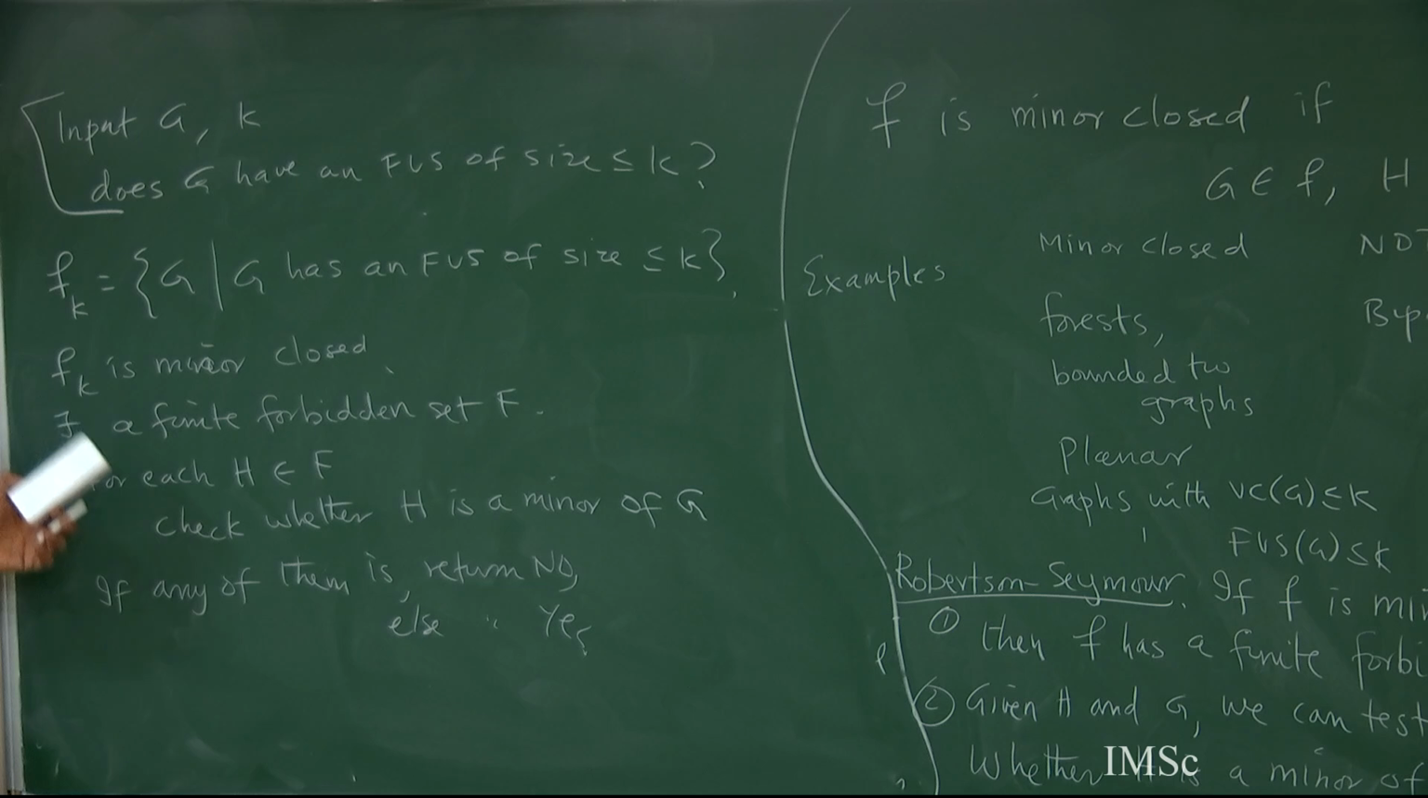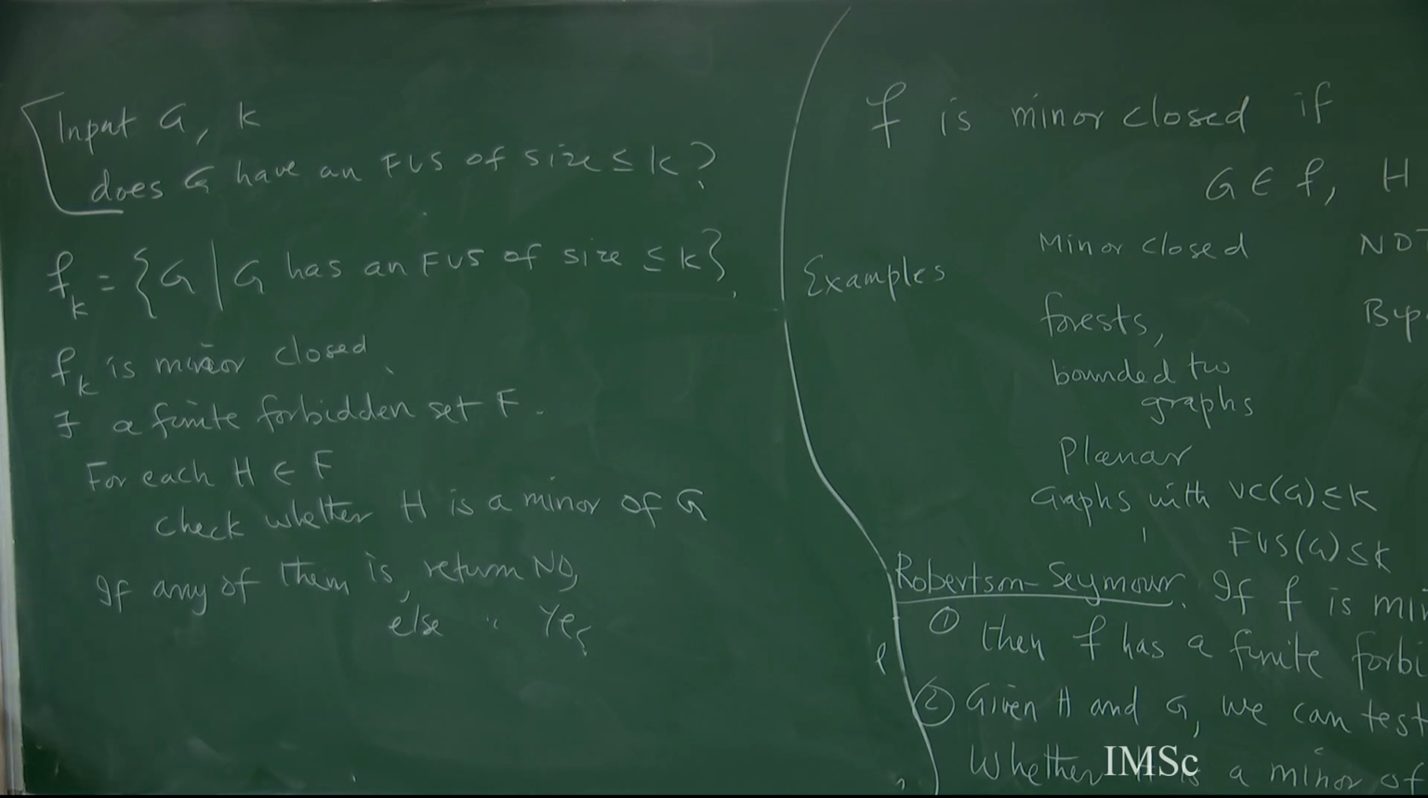But again, it is a nice classification tool, because the only thing you need to know is whether the class of the instances is minor closed. So you just write down your class of instances, go and check if G belongs to it, and if H is a minor of G, does it belong to this. Again, it is a classification.